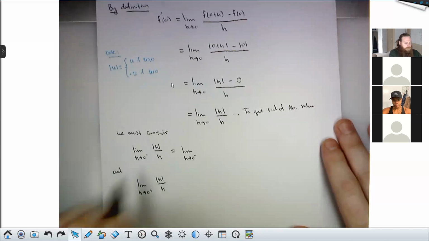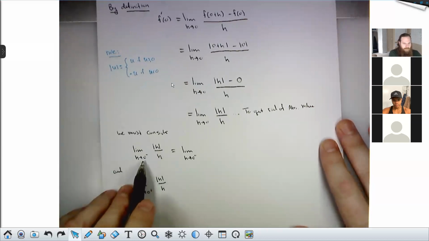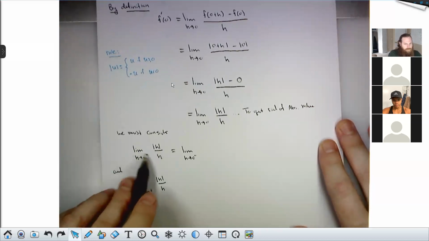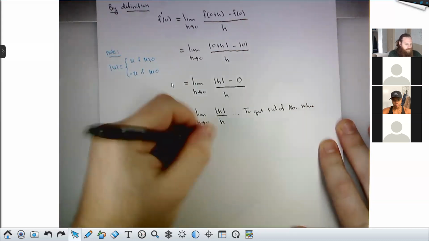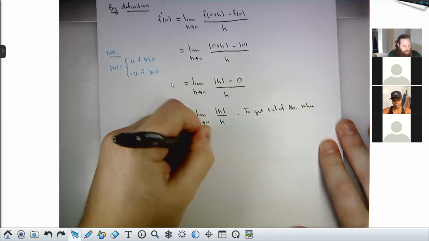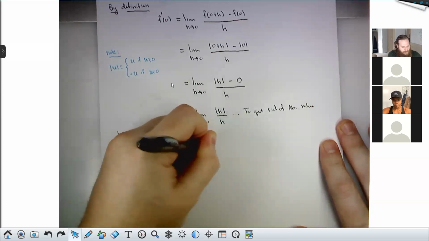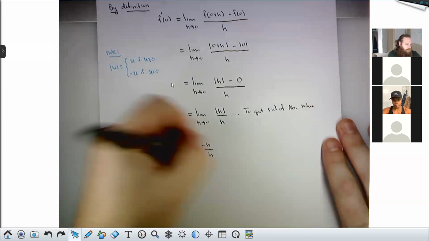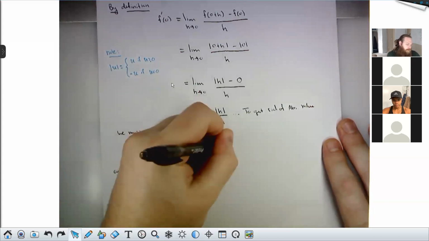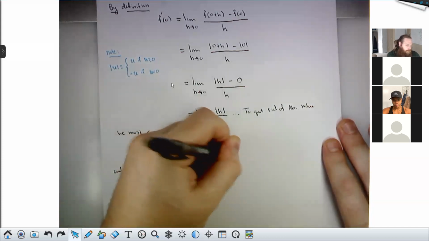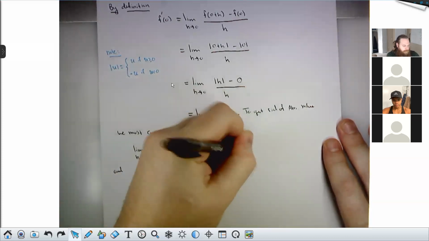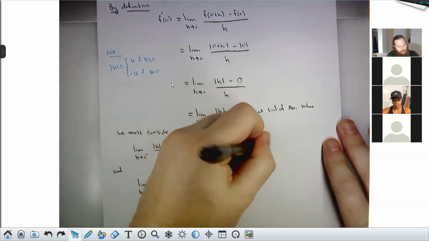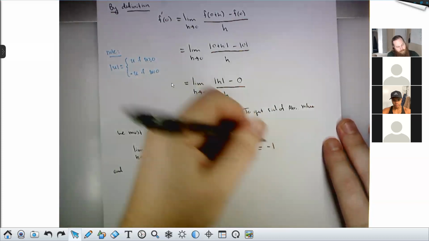So when looking at the limit as h goes to 0 from the left here, we're considering h's that are negative. So the absolute value of h upstairs is the negative of h. So this is the limit as h goes to 0 of negative h over h. And now you can cancel the h's. That's the limit as h goes to 0 of negative 1. And the constant function negative 1 has limit negative 1.